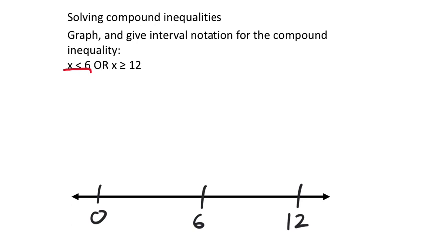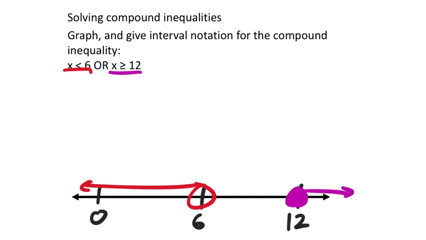So at 6, that's x is less than 6, so that's an open circle. It's not eating the x, so it goes to the left. And then I'll do this one in purple. That's a 12, but it could be equal to 12. So I got a closed circle at 12. This one is eating the x, so it goes to the right.